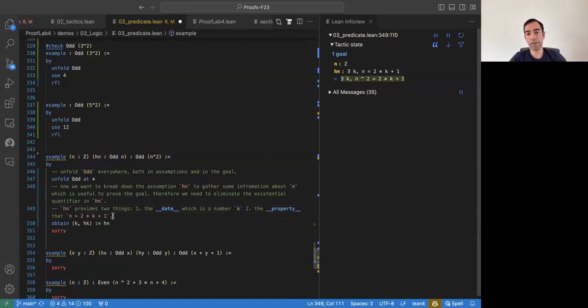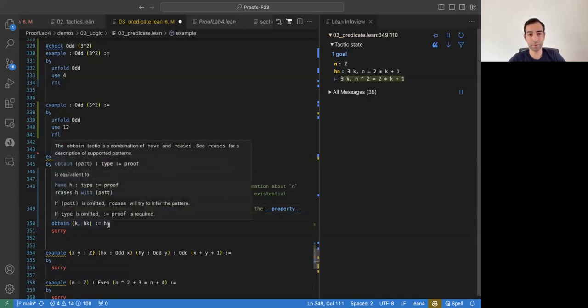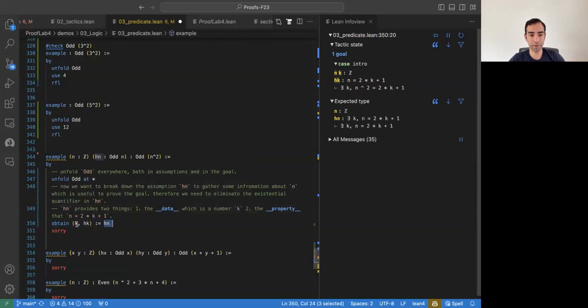So if I want to obtain these two things, I use the syntax obtain. So from Hn, I obtain two things. K, which I just added to the context, is an integer, and Hk, which is exactly the property, right? Or if you like, you can call it value and property. So now I have a value, which is an integer, and a property of that value.